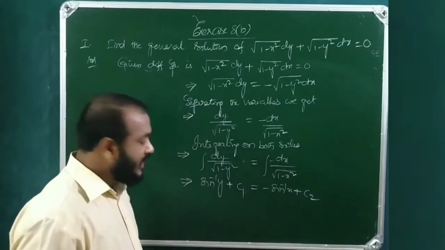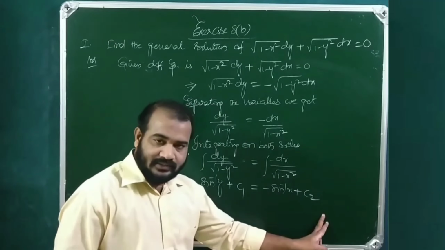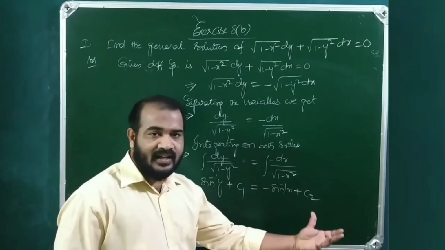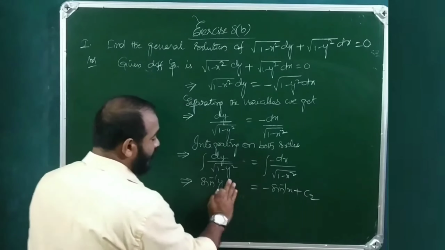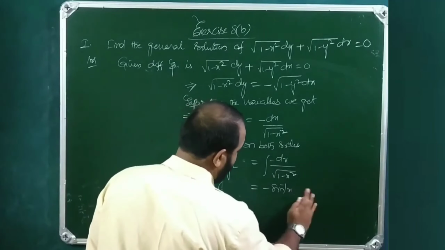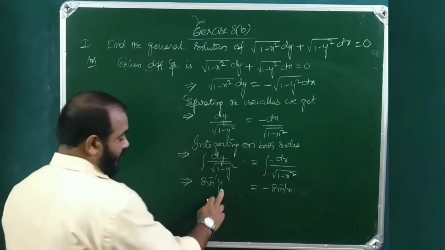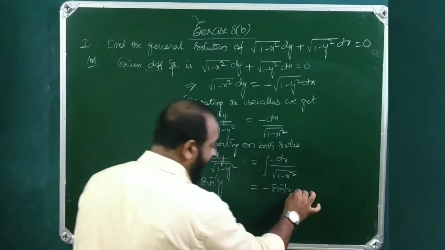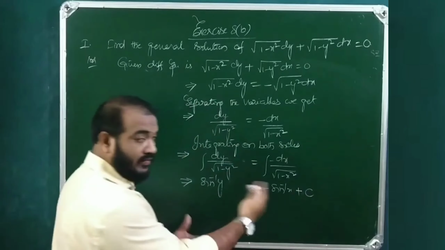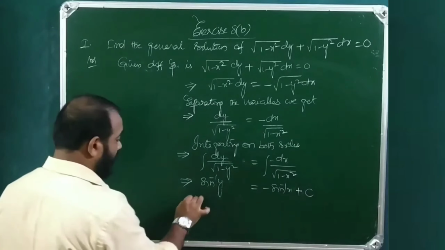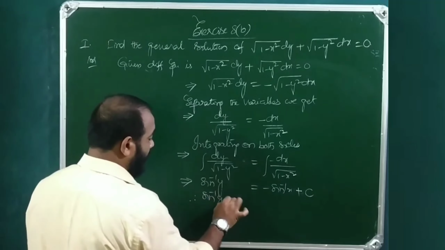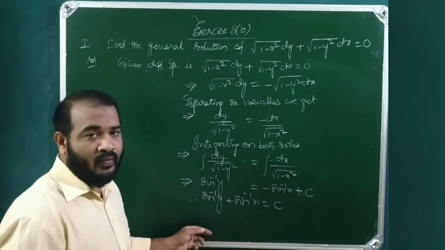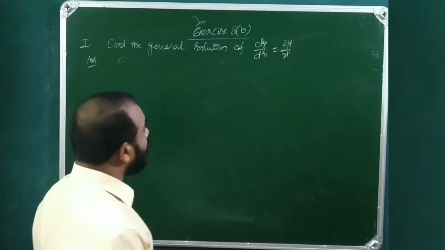I already told you, instead of adding these two constants, let us add only one constant at the end. In the last step we add c onto any one of the sides. Now therefore sine inverse y plus sine inverse x is equal to c. So this is the required general solution.